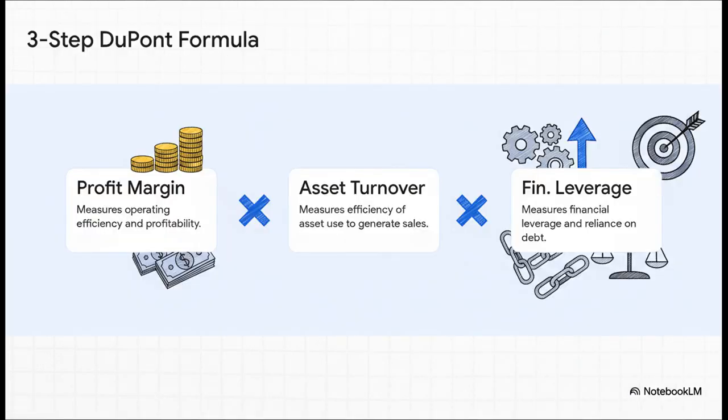So here's how it works. DuPont splits ROE into 3 levers a company can pull. The first is net profit margin. That's how much profit the company squeezes out of every dollar in sales. It's all about profitability. The second is asset turnover, which measures how efficiently the company uses its assets to generate sales. It's all about operational efficiency. And the third is the equity multiplier. This is just a measure of financial leverage, how much the company is using debt to juice its returns. You multiply these 3 things together, and you get ROE.